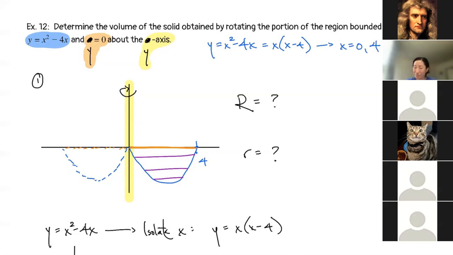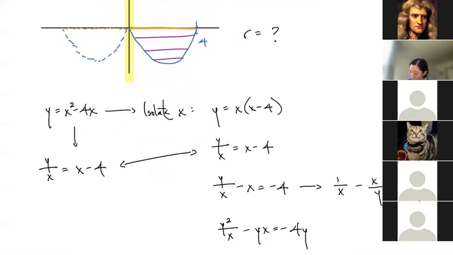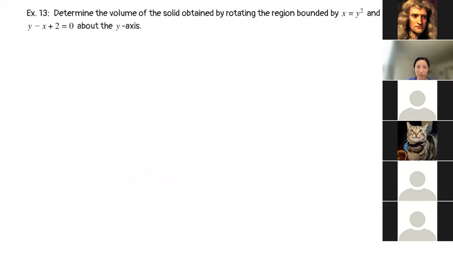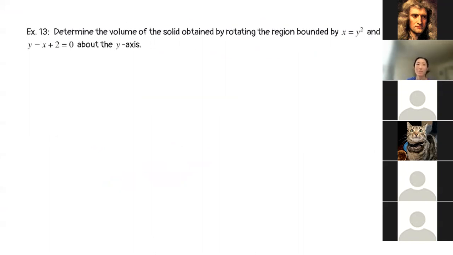Okay. All right, so let's finish up with one last question where I promise you we can actually use the methods we've been learning in this section, okay? And that will be example 13. So example 13 says, determine the volume of the solid obtained by rotating the region x equals y squared and y minus x plus 2 equals 0. And we are revolving it about the y-axis.